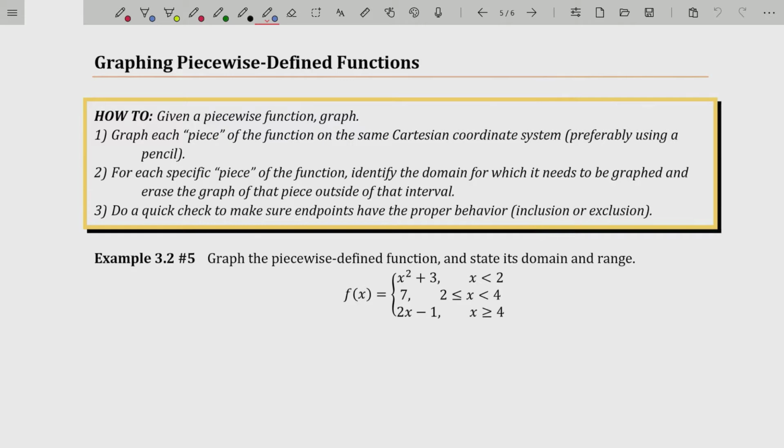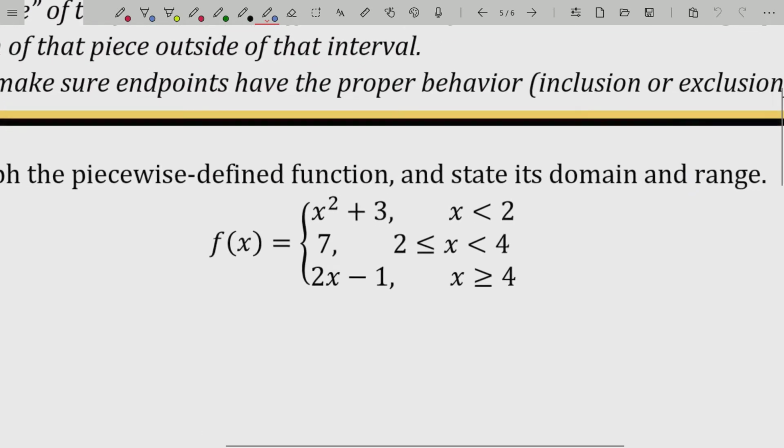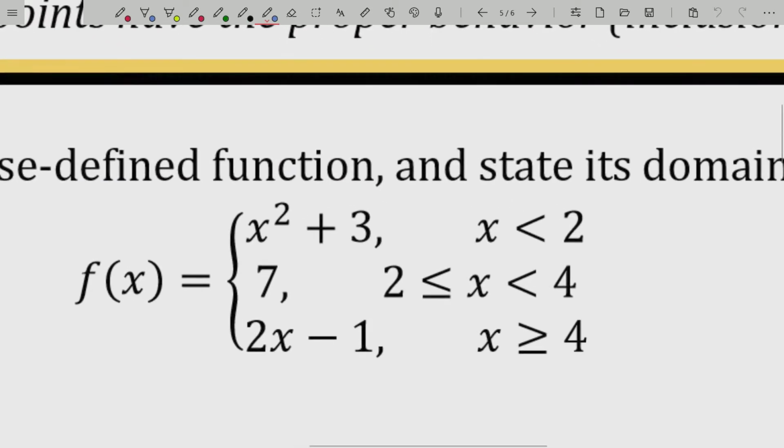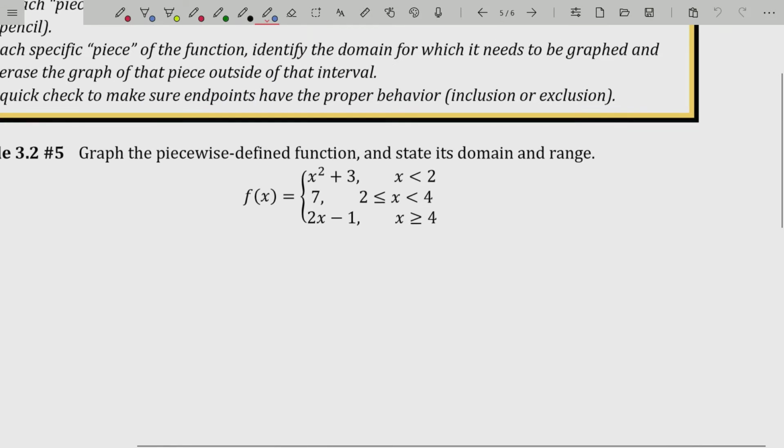For example, what we see here, we're going to graph a parabola lifted up 3 units, that's x squared plus 3, and we are going to erase, once we're done graphing that parabola, all of the function for x values greater than or equal to 2, because that parabola should only be drawn for x values less than 2. So that's kind of the idea. And remember, at the end of this, we're going to state the domain and range of this function.